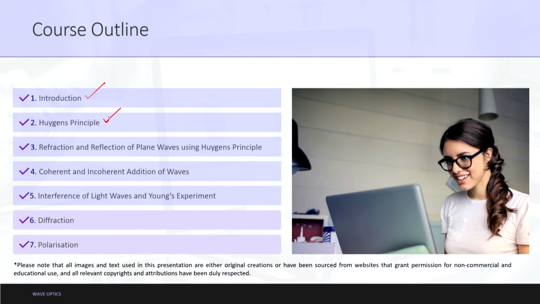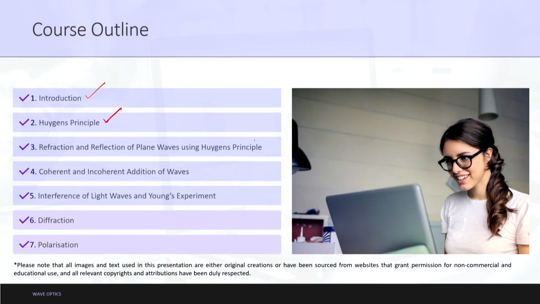After this we understood the concept of Huygens principle, in which we defined a new concept called wavefront. The next thing was, if we know the shape of the wavefront at some time t equal to 0, then we can find out the wavefront at some time t equal to tau. Using the same concept of Huygens principle and wavefront, we found the refraction and proved the refraction and reflection laws in the third concept.